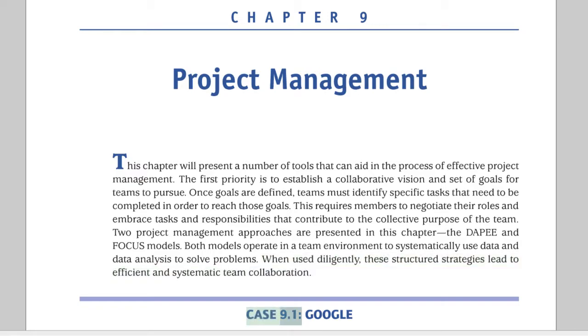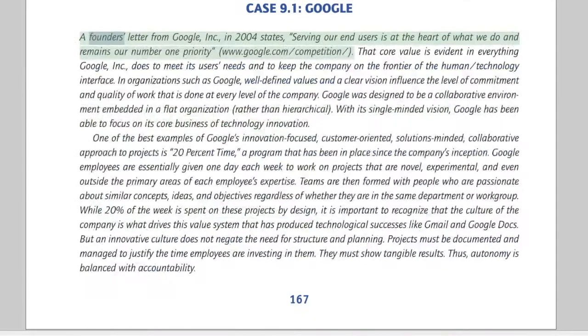Case 9.1, Google. A founder's letter from Google, Incorporated in 2004 states, "Serving our end users is at the heart of what we do and remains our number one priority." That core value is evident in everything Google, Incorporated does to meet its users' needs, and to keep the company on the frontier of the human or technology interface. In organizations such as Google, well-defined values and a clear vision influence the level of commitment and quality of work that is done at every level of the company.